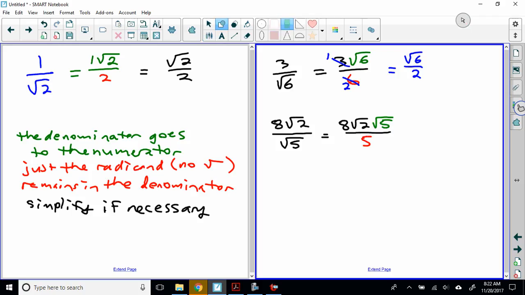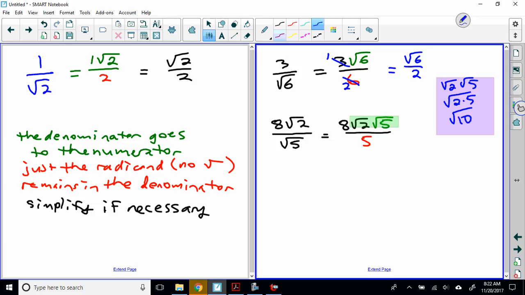Now, I don't know if you can tell this or not, but this rad 2, rad 5, we got to use the product property and squeeze those things together. According to the product property, rad 2 times rad 5 is going to become rad 2 times 5. So that whole thing's going to become rad 10, isn't it? Okay, so we're going to end up then with 8 rad 10, and that's all over 5.